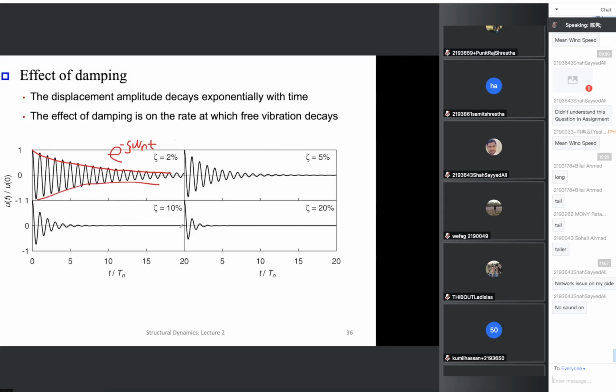With 10%, 20%, after almost 5 cycles the vibration almost stops. This means if you have light damping, it will take a longer time to reduce the vibration. With very large damping ratios, it takes a very short time to reduce it.